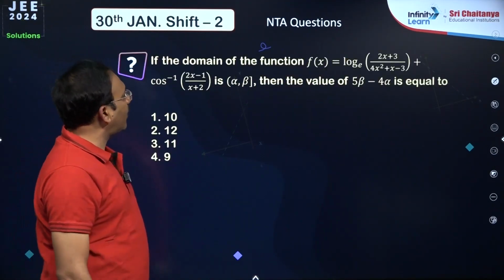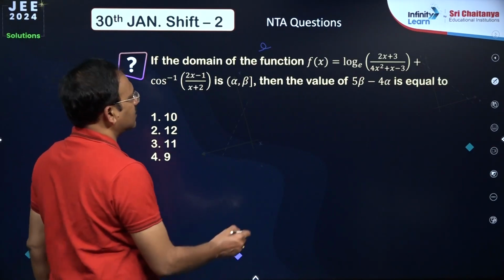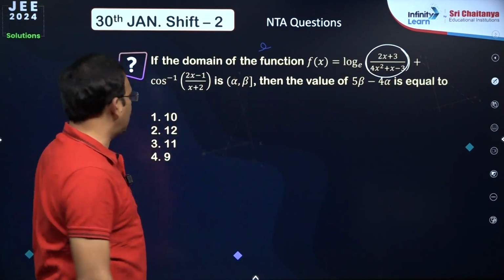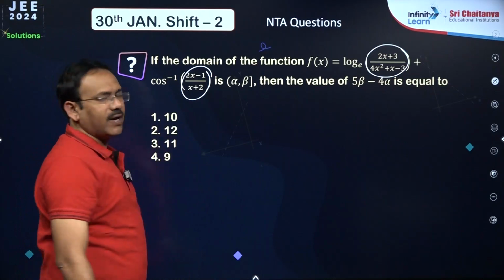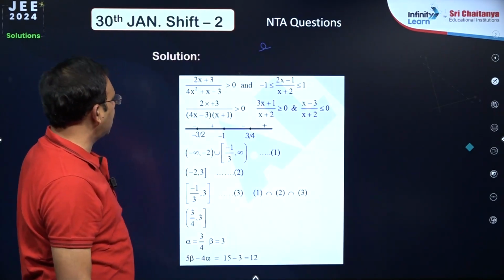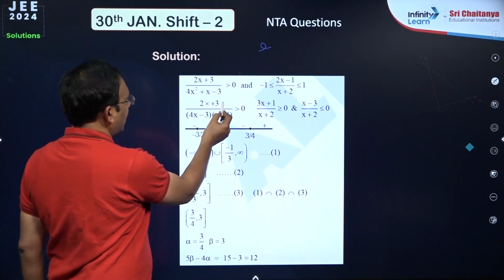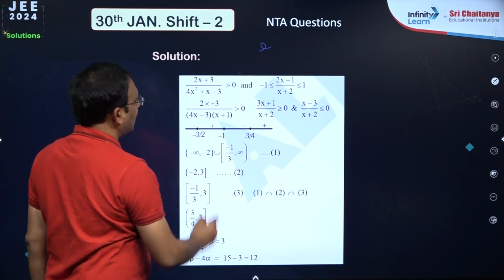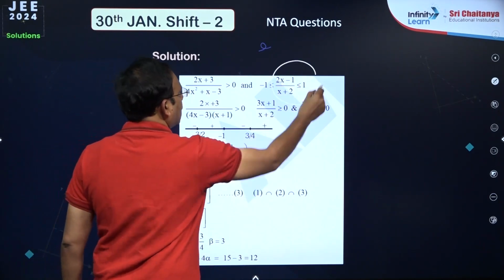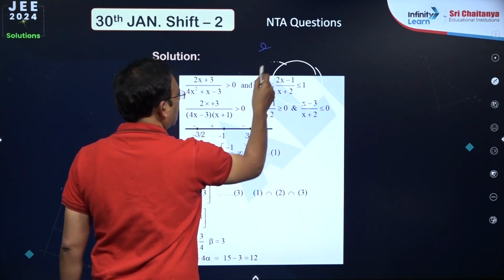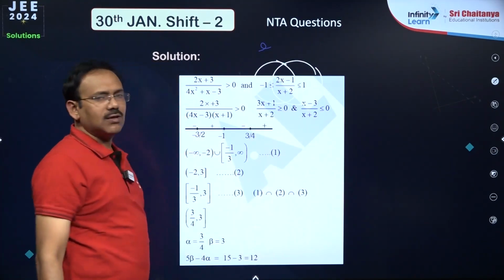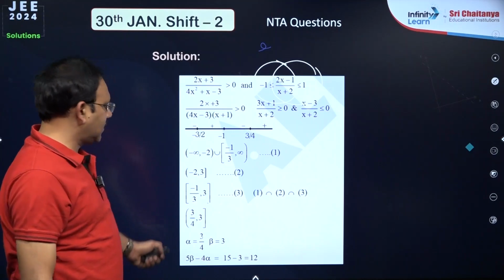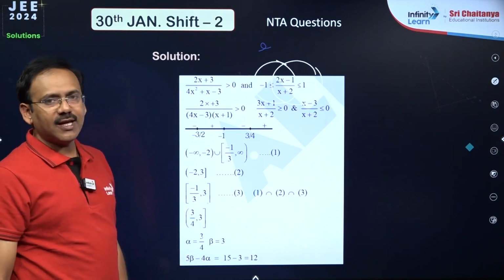Next, my dear friends, the domain of the function f of x: log of something must always be positive, of course the denominator not equal to 0, and cos inverse input must be between minus 1 to 1. You just need to solve that particular inequation. If you take the first inequation, you apply the wavy curve method and get certain intervals here. You can take this as one inequation, and this is another inequation. You just need to solve these two inequations together, and you will get the common solution, the open interval 3 by 4 to 3, from which alpha and beta can be identified.